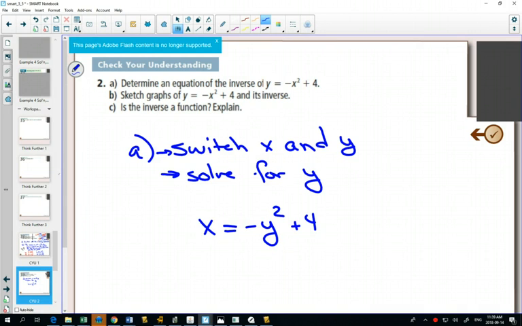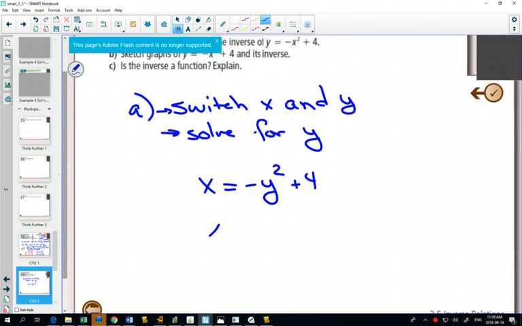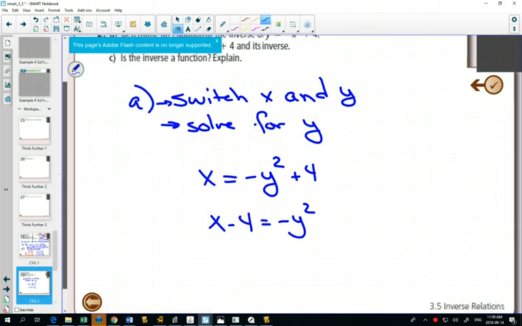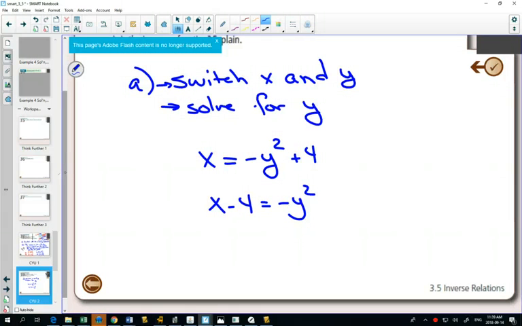We would move the 4 over, and I'll do that first, because negatives sometimes cause some grief. Before I can square root both sides, I have to get rid of that negative sign. You could divide by negative, or you could multiply by negative. If you divide by negative, you might write it as x minus 4 all divided by negative 1. Are you okay if I multiply by negative? I'm going to get negative x plus 4, and that would equal y squared.